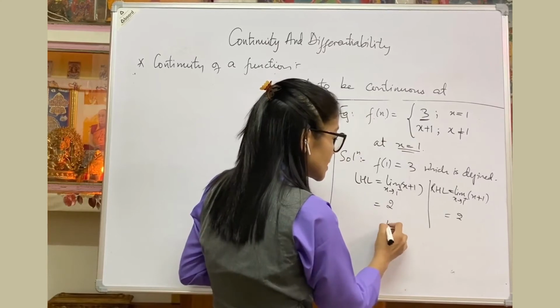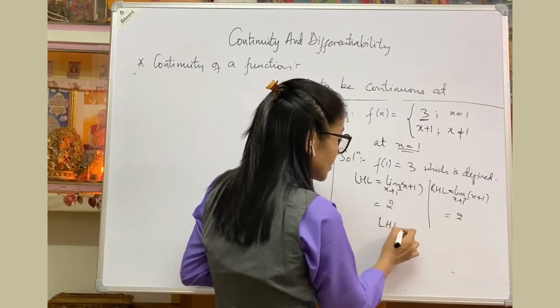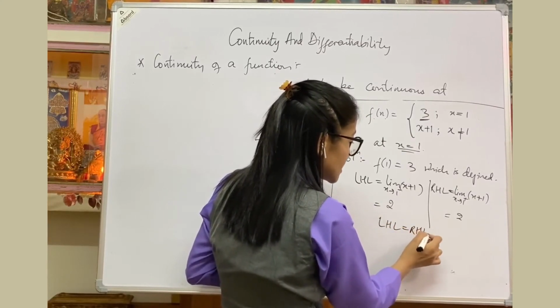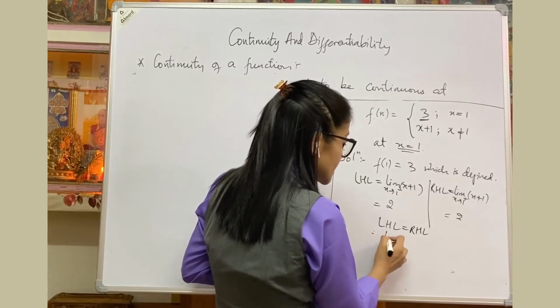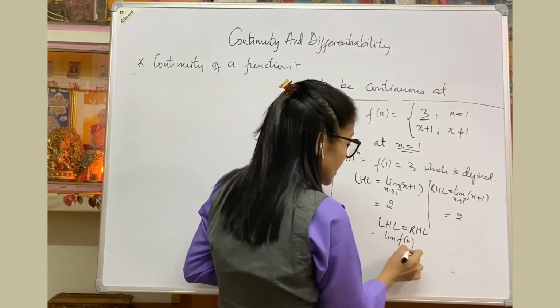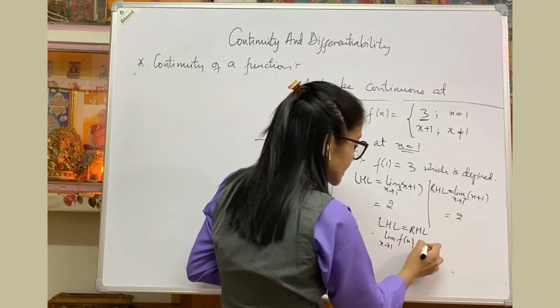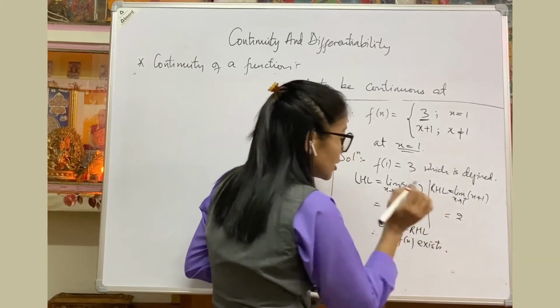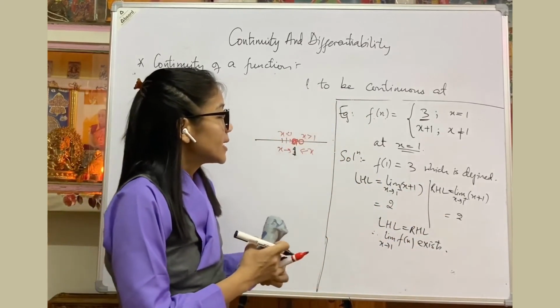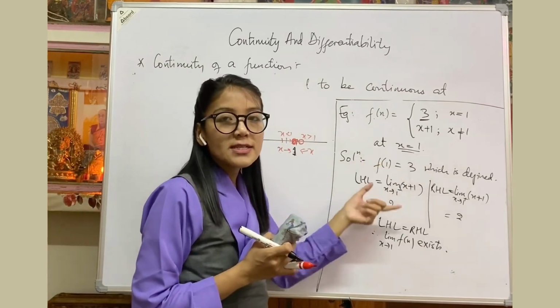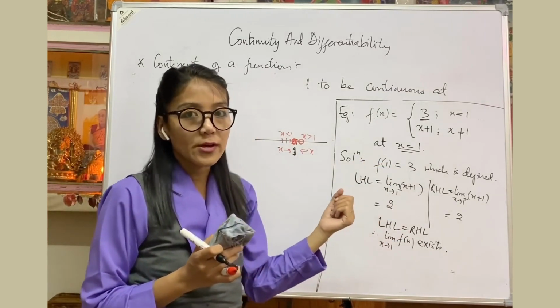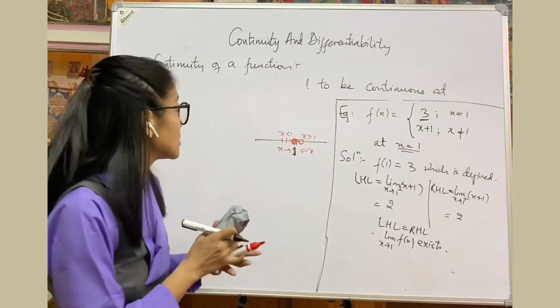Now in this case you can see that the left hand limit is equal to the right hand limit. So therefore the limit of the function as x tends to 1 exists. So this function is satisfying the first condition and the second condition of the continuity of a function. Okay. Now we have to check the third condition.